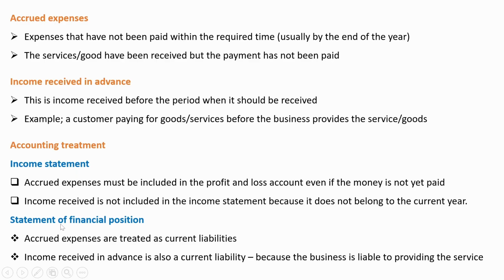So next, we have the statement of financial position. And we start with accrued expenses. Accrued expenses are treated as current liabilities. And then income received in advance is also a current liability. Why? Because the business is liable to providing the service. You have been paid, but you have not offered the service. So it is as if you owe someone a service. You don't owe them money, you owe them a service or a product. That is why we treat income received in advance as a liability.